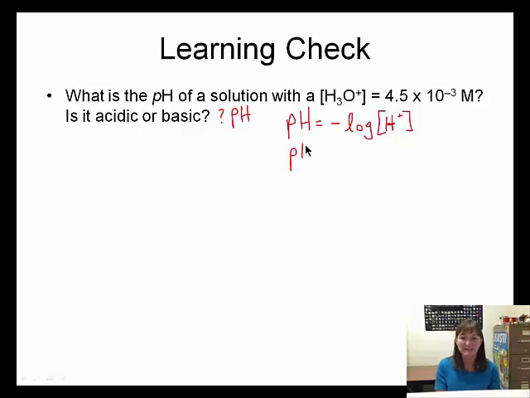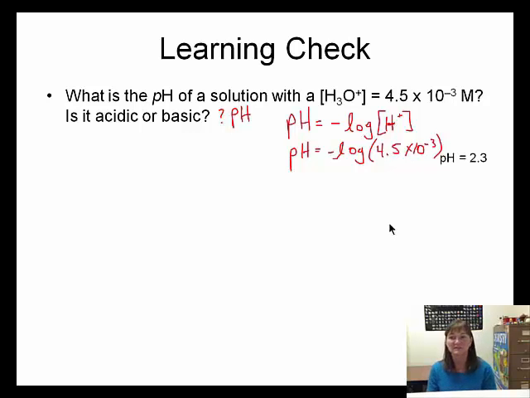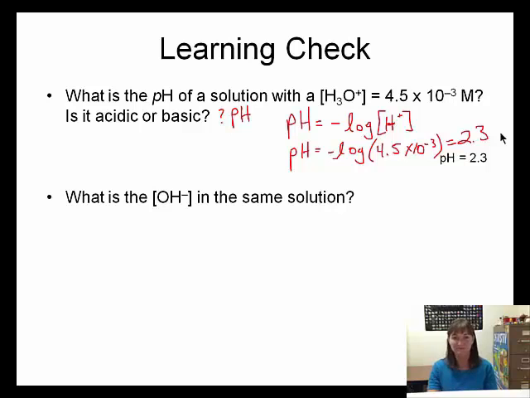We're going to say the pH equals negative log of, and we're going to plug the hydronium concentration in here, 4.5 times 10 to the negative 3, and that is going to equal 2.3. Notice pH does not have any units on it, so just 2.3.